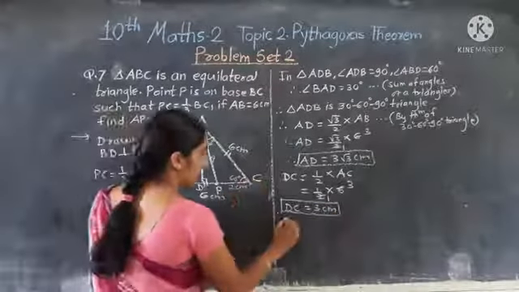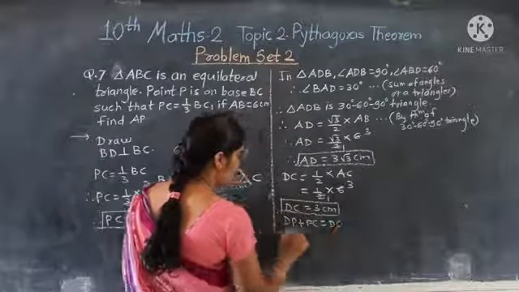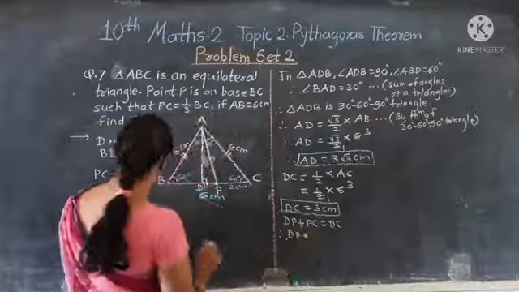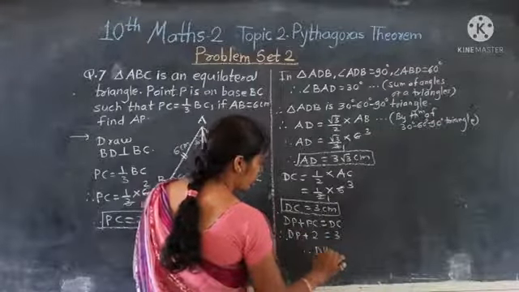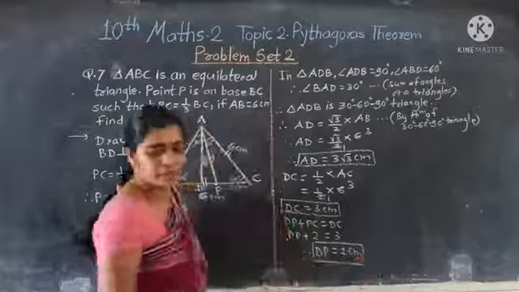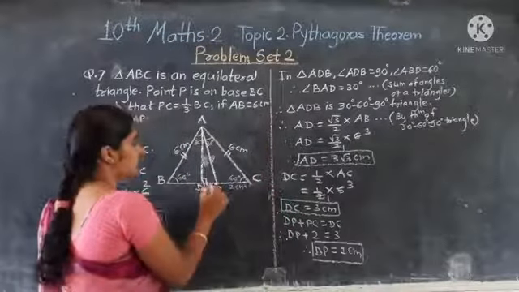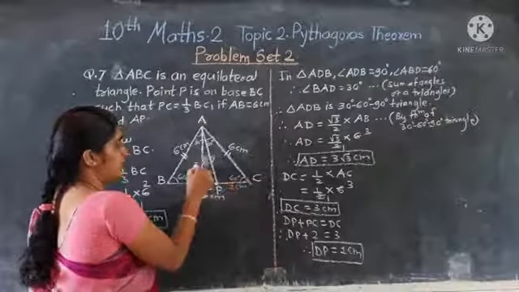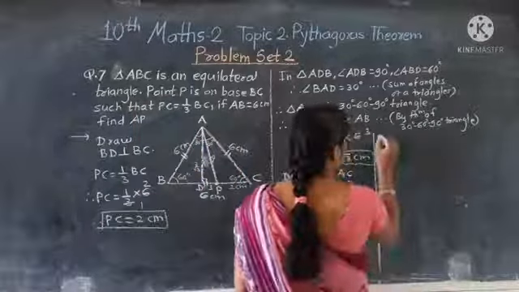Okay, now we find DP. DP plus PC is equal to DC. What is DP? We don't know. DP plus PC, which is 2, is equal to 3. So we get DP as 1 centimeter. Okay, this is 1 centimeter and AD is 3 root 3. Now you apply Pythagoras theorem.